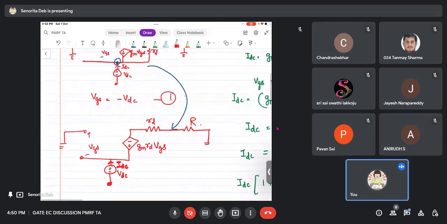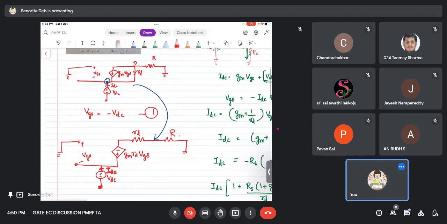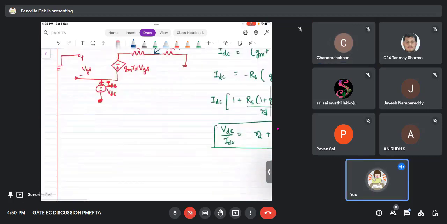Chandrasekhar, can you unmute and tell me what I have done? Have you seen this thing before? Miller effect? No. Basically, this is the simplest of it. So I think you guys have not practiced network. First, Chandrasekhar, you should practice network. Forget about other things. First is network and signals.